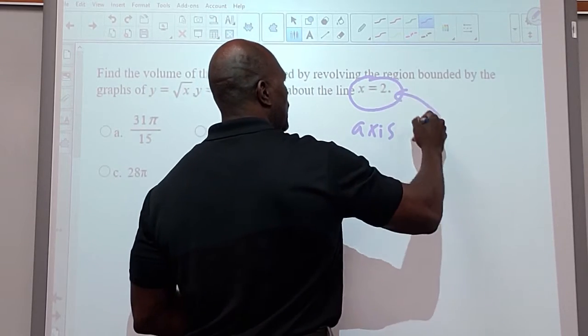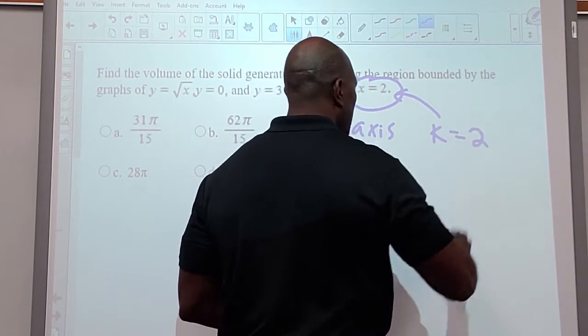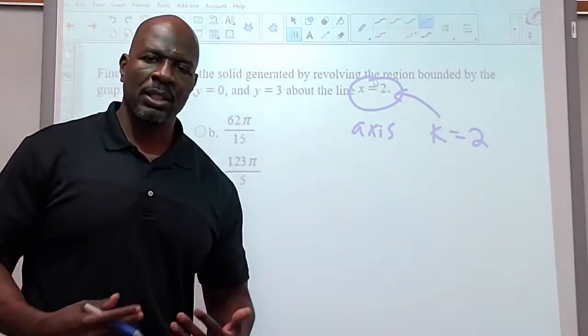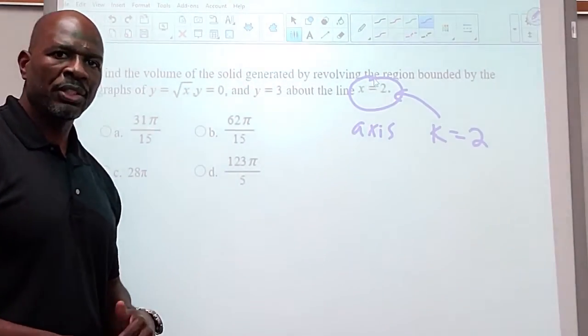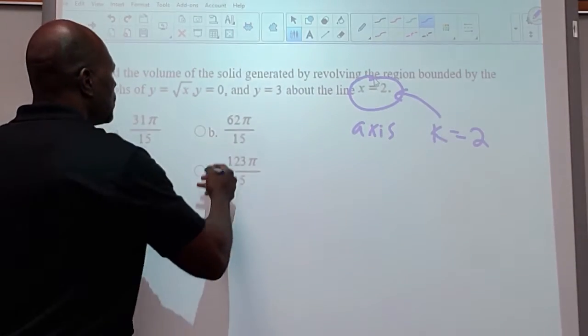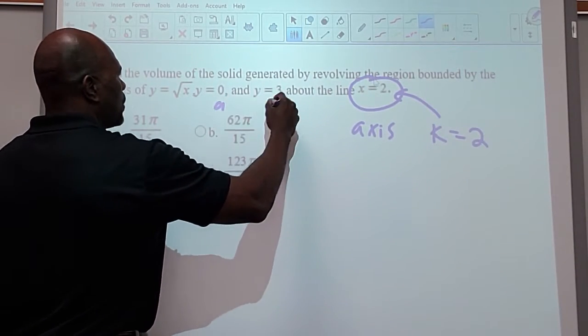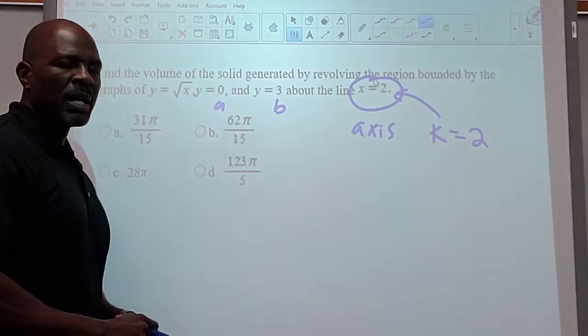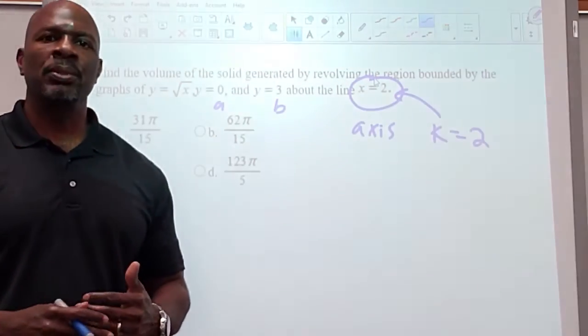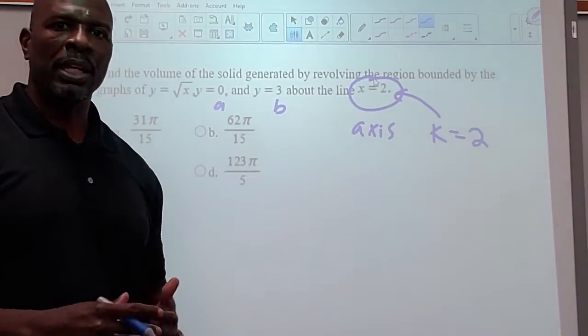The value of k is 2. And when I have a vertical axis of rotation, my limits should be of y equals form. So y equals 0, that's a, and y equals 3, that's b. And my curve should be of the form x equals f of y.